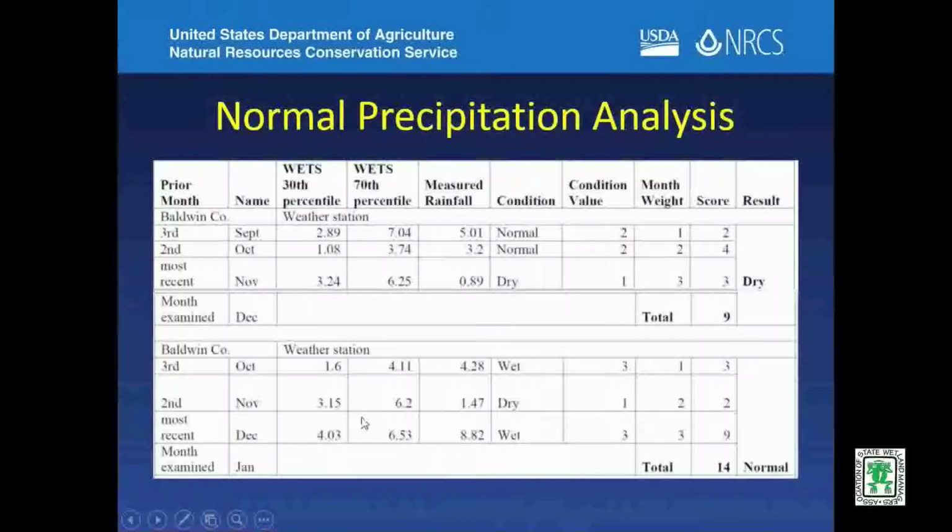And then the next measurement that we took was in January, and in that case, we had a wet, a dry, and a wet condition, and that, once you did all the calculations, came out to normal. So you need to evaluate the 3 months prior to figure out if you were in a dry, normal, or wet year.